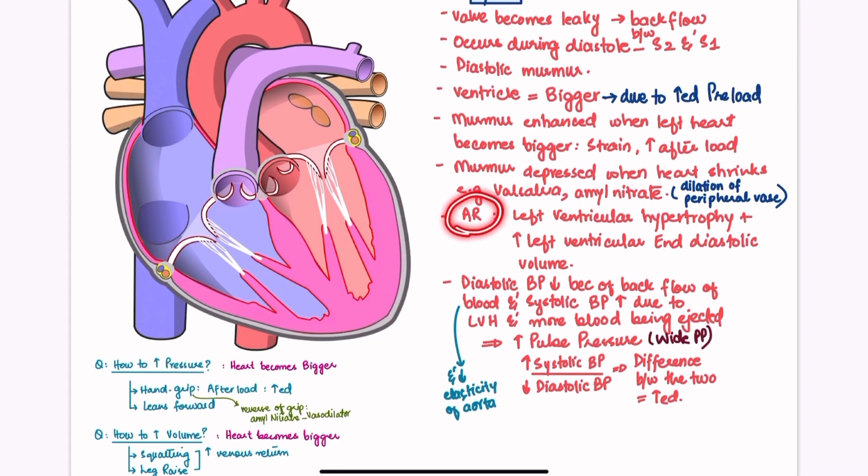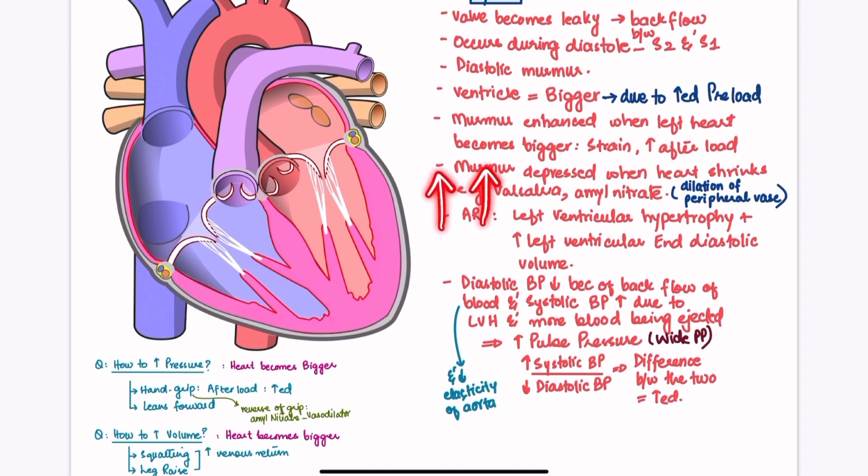Aortic regurgitation will cause left ventricular hypertrophy and increased left ventricular end diastolic volume, which means because the blood will be trickling down from the aorta into the ventricle during diastole, the volume of the left ventricle will increase at the end of diastole. One more thing that it will cause is the diastolic blood pressure will decrease. This will happen because of backflow of diastolic blood. Systolic blood pressure, however, will increase because the left ventricular hypertrophy will cause more blood to eject from the ventricle into the rest of the body, hence increasing the systolic blood pressure.